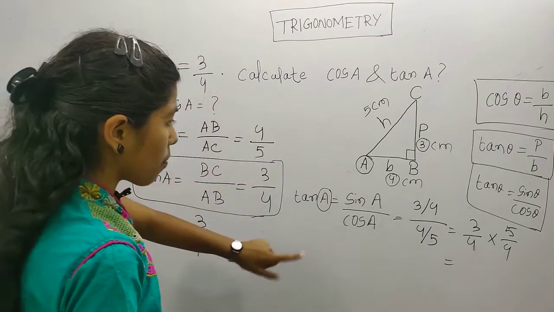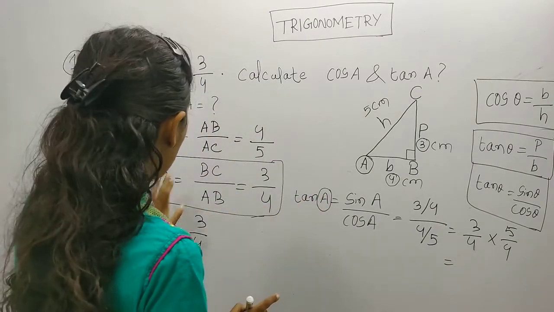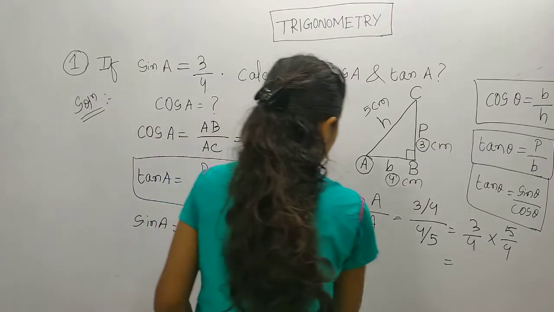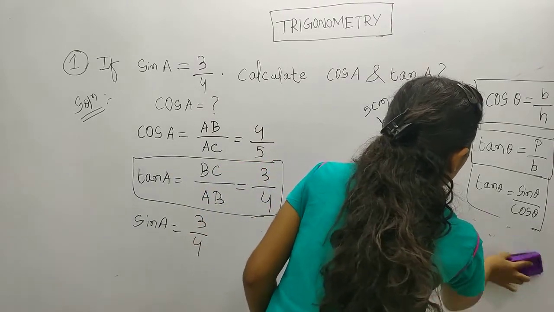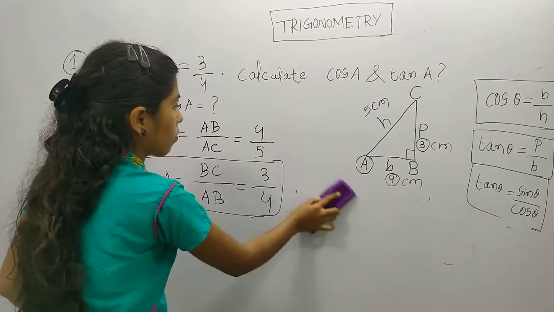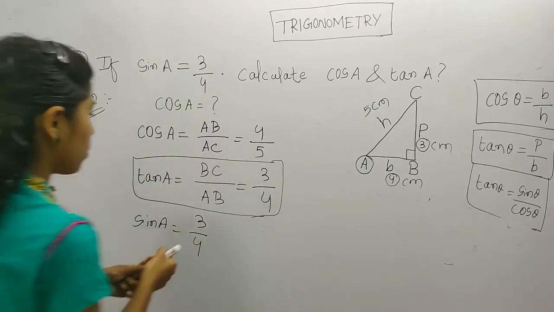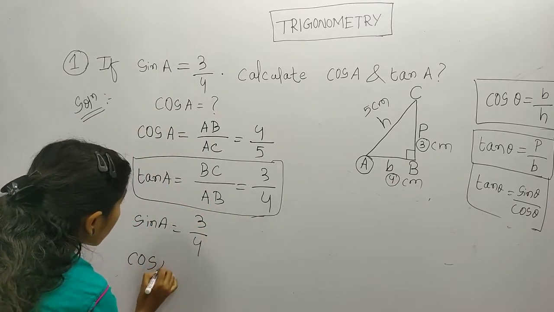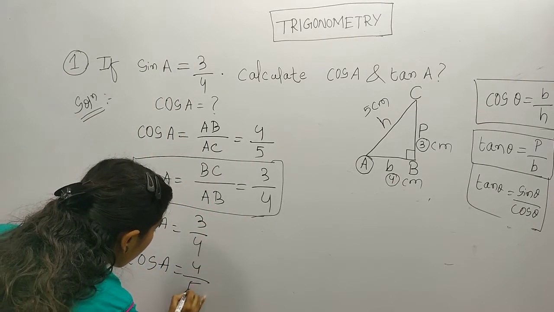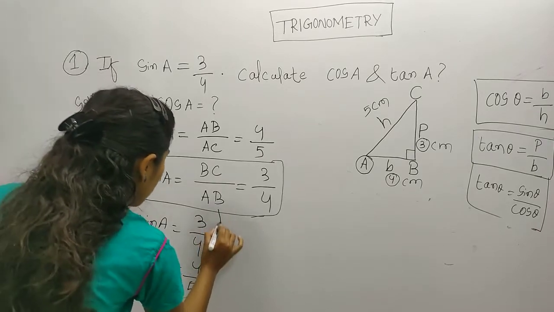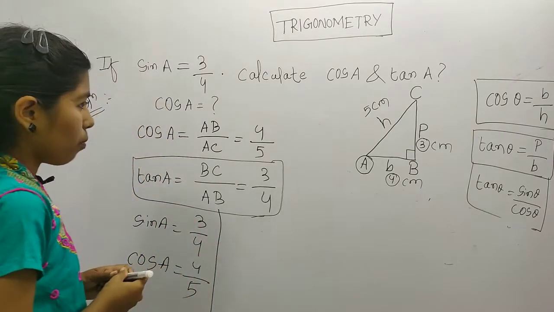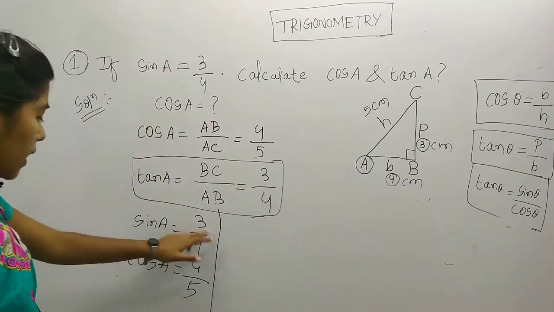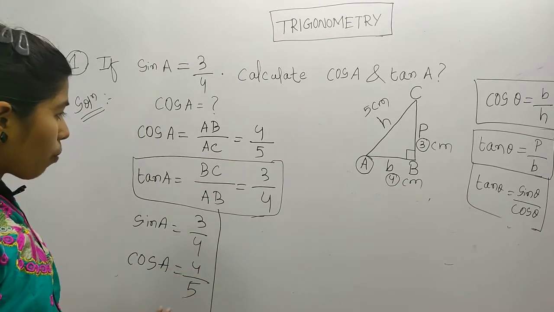Tan A is sin A by cos A. Sin A is 3 by 4, cos A is 4 by 5. So let's do this. No problem. Okay, tan A, sin A is 3 by 4 and our cos A is 4 by 5. For the triangle, we have tan A equal to 3 by 4. Sin A is 3 by 4 and cos A is 4 by 5.